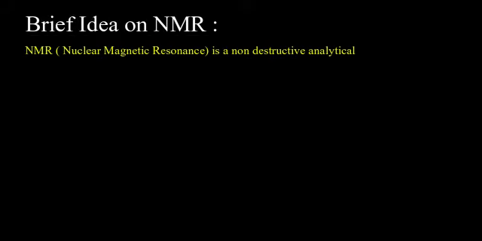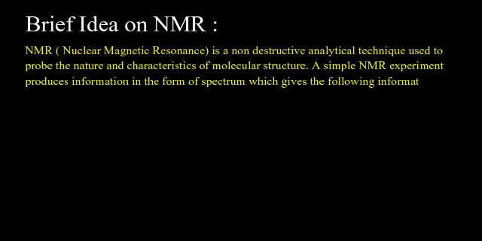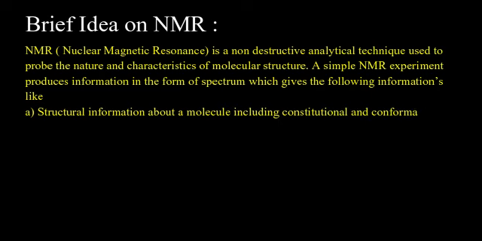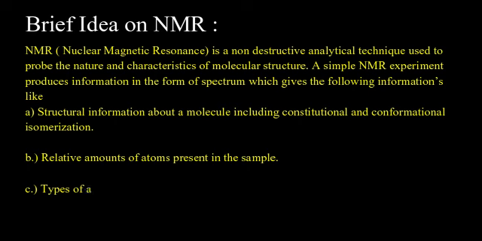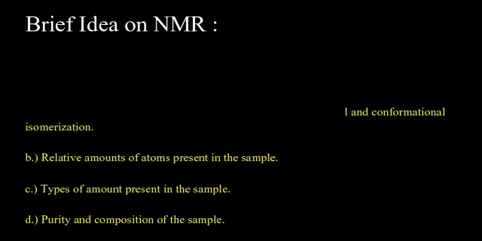What is the brief idea of NMR? NMR is a non-destructive analytical technique used to probe the nature and characteristics of molecular structure. A simple NMR experiment produces information in the form of a spectrum which gives the following information: the structural information about a molecule including constitutional and conformational isomerism, the relative amounts of atoms present in the sample, the types of atoms present in the sample, and the purity and composition of the sample.